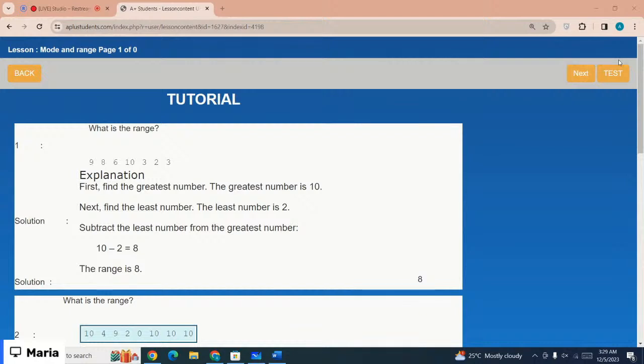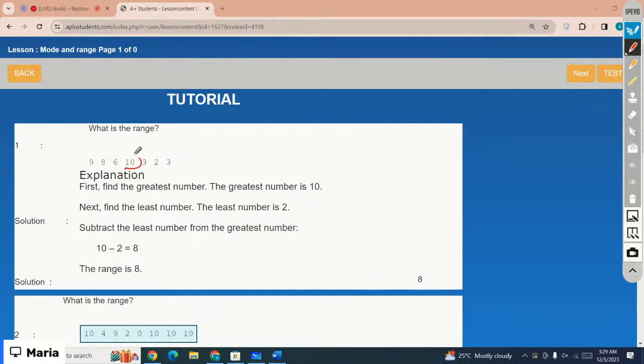Okay. So when we have to calculate the range, we have to look for the greatest number in the data and the smallest number in the data. Data means the numbers you are given. Like you are given here, the numbers are 9, 8, 6, 10, 3, 2, 3. The greatest number is 10 and the smallest number is 2. You need to subtract the least number from the greatest one. You can do 10 minus 2, that is 8. That means the range of the data is 8. Got it?